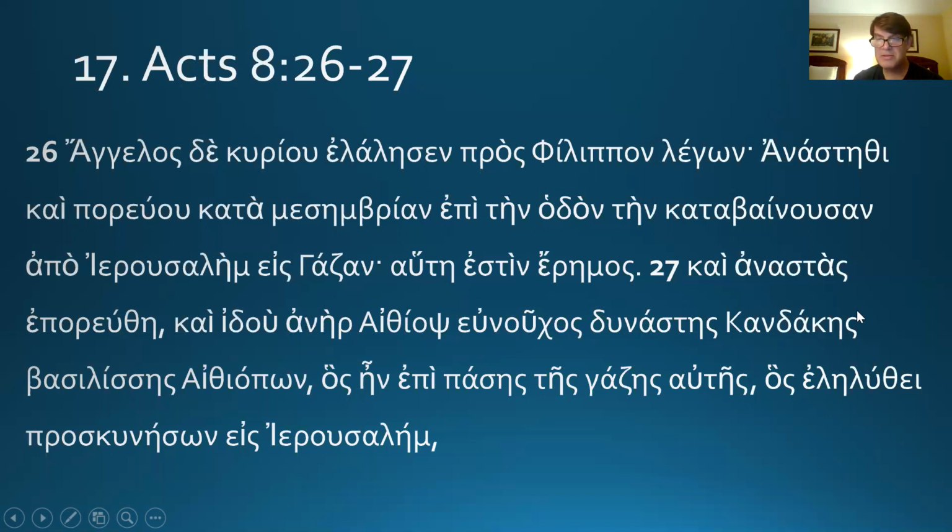Of Candace. This is genitive. The queen, that's genitive. Of the Ethiopians, and that's genitive. Wow, these all look genitive to me. Okay, who, now there it goes with man, who was over all the treasury of her, who had gone worshiping into Jerusalem. This is the perfect form of erkamai. It's highly irregular.